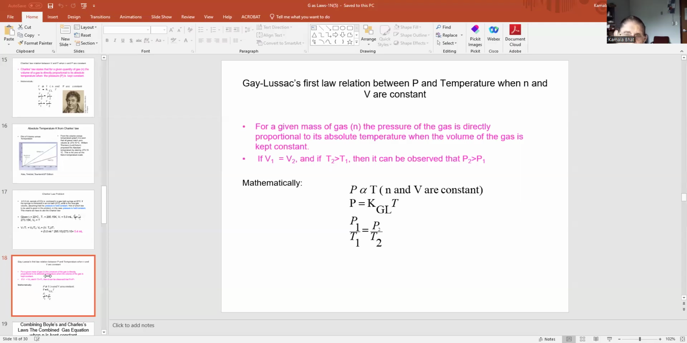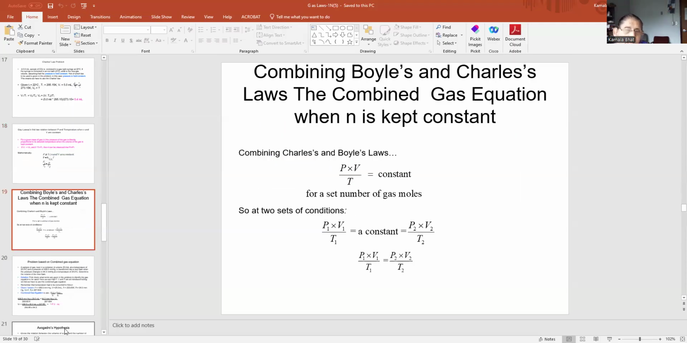So we have P equal to K_GL, the constant, times temperature, leading to the expression P1 over T1 is equal to P2 over T2. Now we have studied three laws: Boyle's law, Charles' law, and Gay-Lussac's law. Their combination gives us the combined gas equation when the number of moles of the gas is kept constant. If we combine Charles' law, Boyle's law, and Gay-Lussac's law, we get the relationship that pressure times volume divided by the absolute temperature is a constant for a set number of moles of gas.